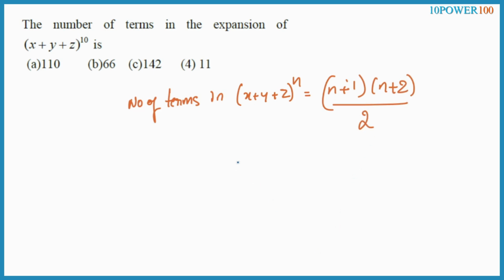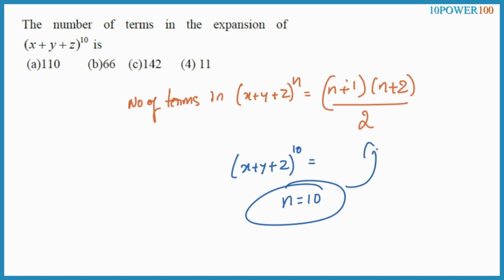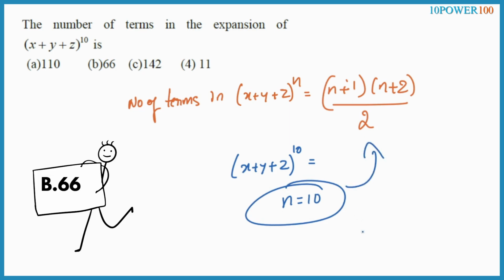Here the given condition is (x + y + z) to the power 10. So if you compare, the n value is equal to 10. Substitute this in the formula and find out the correct answer for this question.